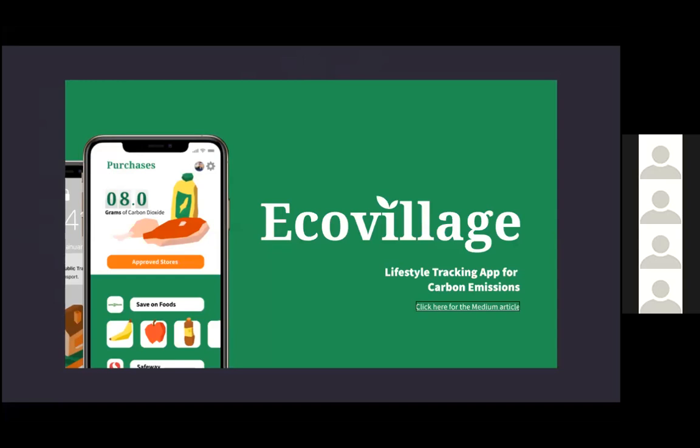So Eco Village is a lifestyle tracking app for carbon emissions. I'm really excited that we did something like this because it touched on some topics that I was studying in class, because I'm studying marketing and we're studying consumer behavior. We're looking at behavioral economics. I like psychology and I also like sustainability. So for some reason, I got to tackle all these problems in one project. This is why I love hackathons, because you get to use all different knowledge areas. I felt nervous, but I felt like I had stuff to bring to the table and I had a really great team to support me. So yeah, let's go into it.